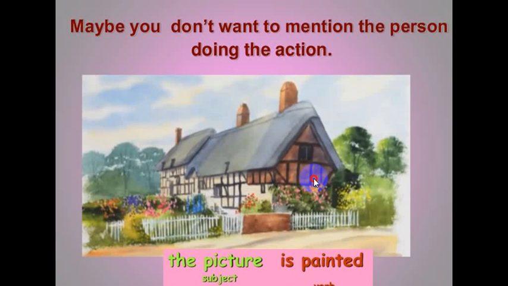Another use, maybe you don't want to mention the person doing the action. Mention here, this word in Arabic, it means يذكر أو يخبر عن شخص. The person, it means in Arabic الشخص. So what should I say? Like the example here, the picture is painted. Just it, the picture is painted. I don't want to tell who painted this picture. I don't want to tell the name. So I just say the picture is painted.